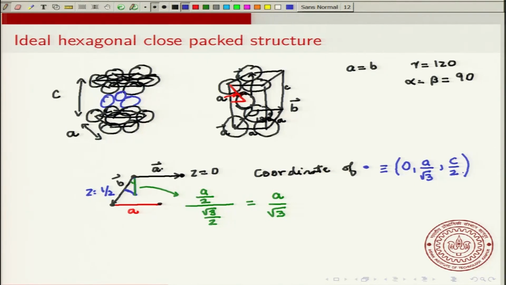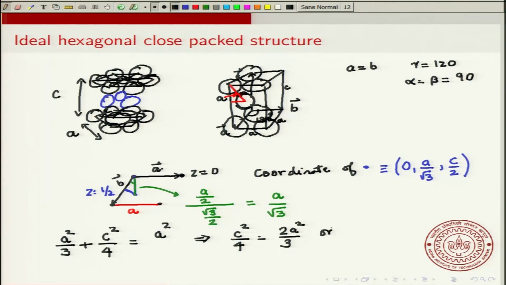Now if you take a distance from the origin of this point, and the origin is located right here, then you can immediately say that a square by 3 plus c square by 4, that is the distance of this blue point from the origin, should be equal to a square. And this immediately implies that c square by 4 is equal to 2 a square by 3, or c by a is equal to square root of 8 by 3. And this works out to about 1.63.